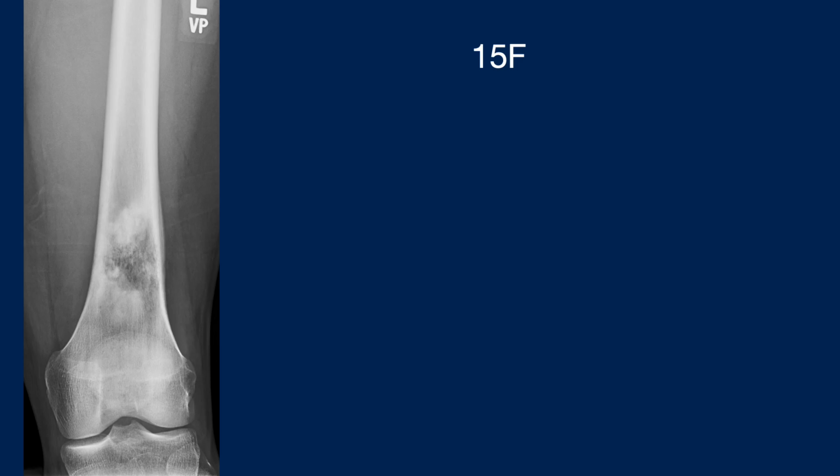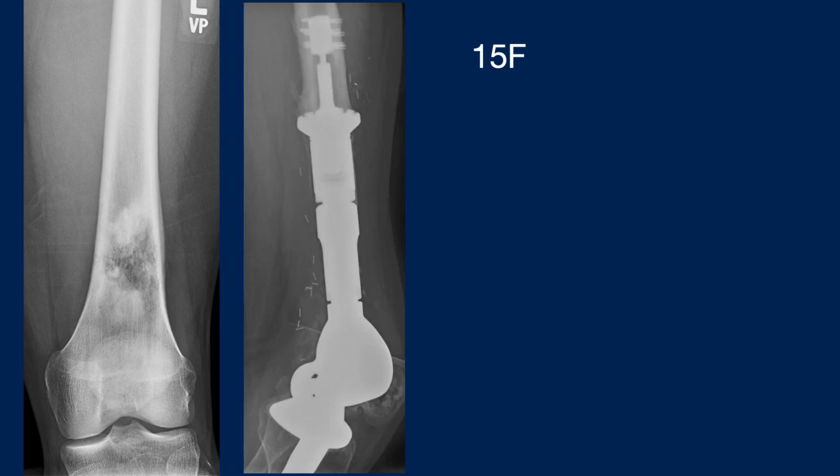Number 14. Here a mixed lytic and sclerotic lesion in the distal femur, and you can see some smooth laminated periosteal reaction. Number 15.